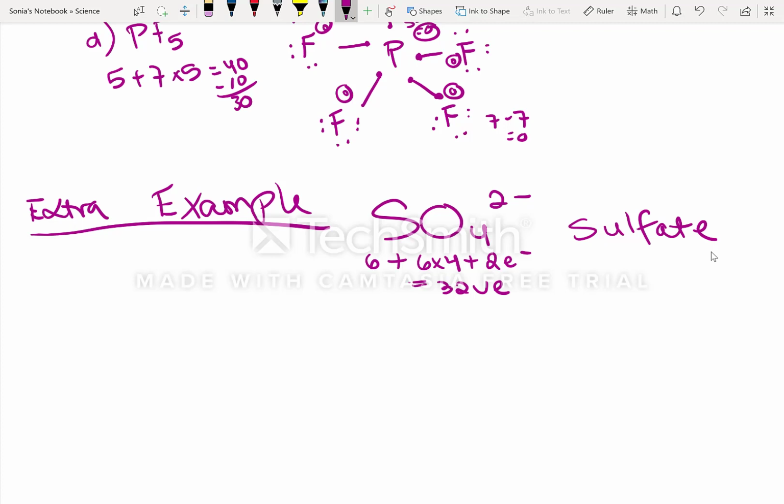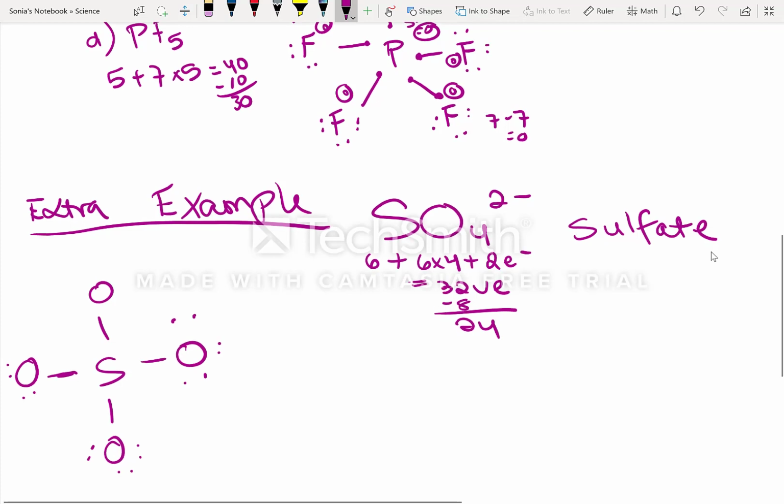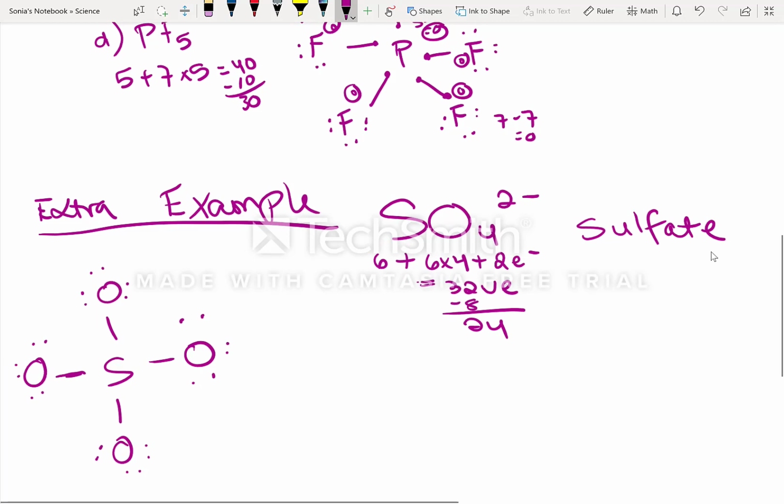And we'll draw the structure out right here. And now that we've used up 1, 2, 3, 4, 5, 6, 7, 8, we're going to subtract 8 from it. And we'll have 24 left. So 1, 2, 3, up to 24. And we've used up all of our electrons. So now if we take a look, let's do the formal charge.